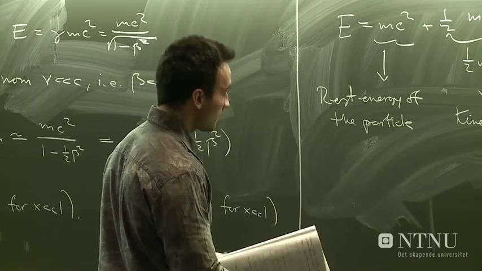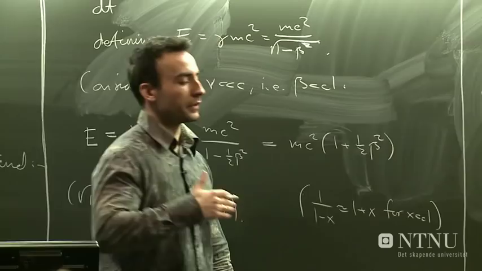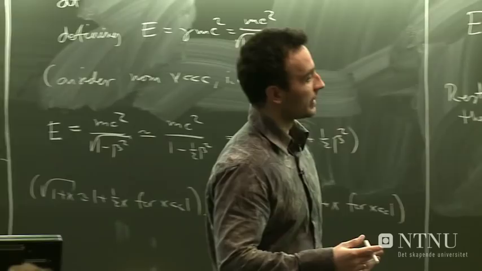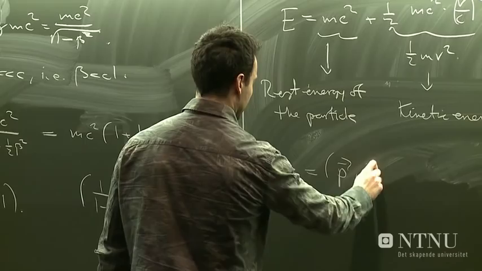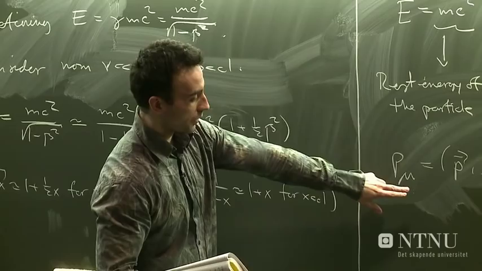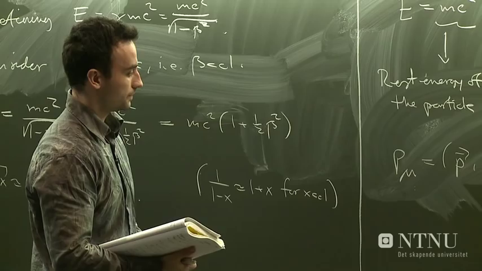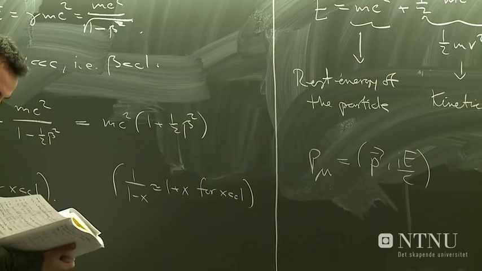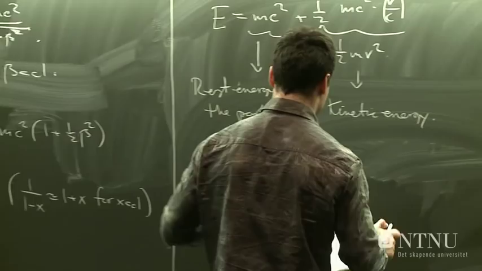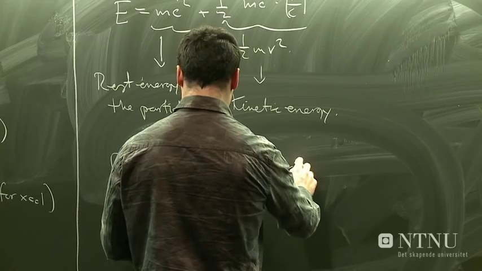So with the aim that we should be able to analyze these particle collisions, it's useful to say something about the transformation properties of the four momentum vector. So let me just remind you that the four momentum can be defined like this. Where this is the relativistic momentum, including the gamma factor. You can also write this in the following way, if you like.